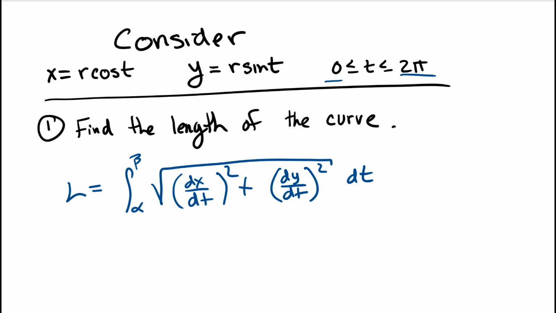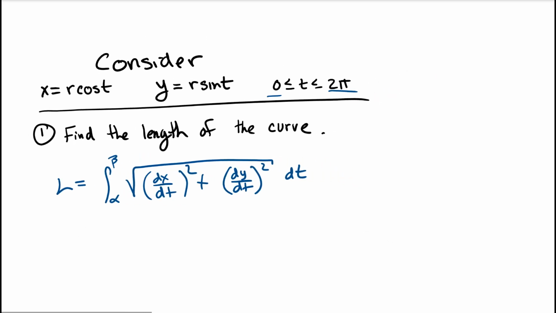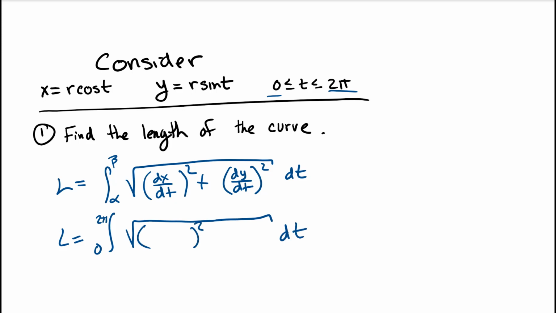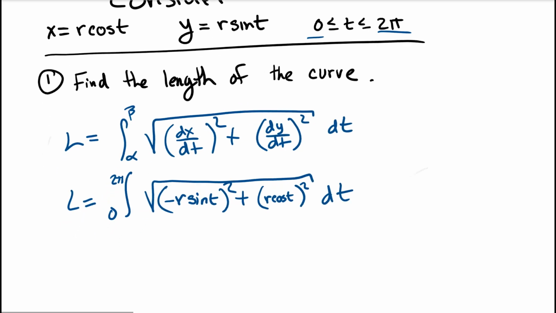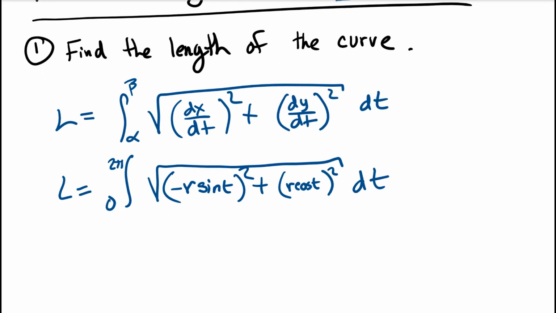So let's tackle our problem here. There's not going to be too much for us to do. Our alpha to beta is going to be 0 to 2 pi. So we integrate that. Now we're going to take the square root of something squared plus something else squared. And I'm pretty sure the derivative of r cosine of t is going to be negative r sine of t. And the derivative of r sine of t is going to be r cosine of t. And remember, the variable is t. That's why we're not taking this on a product or anything like that.